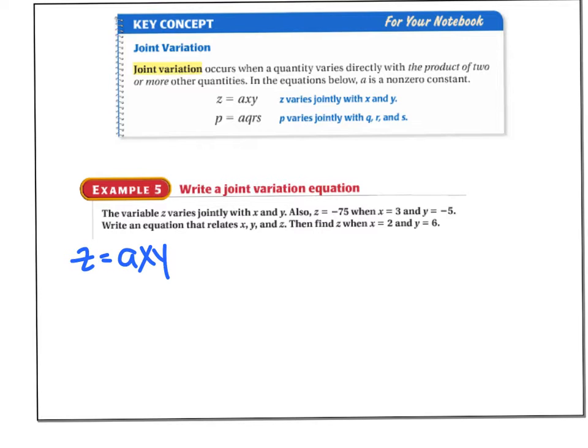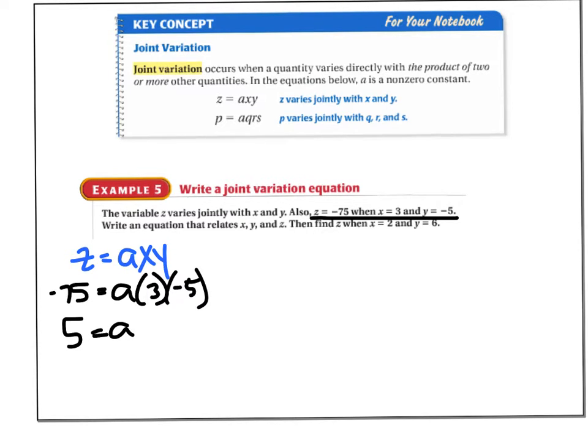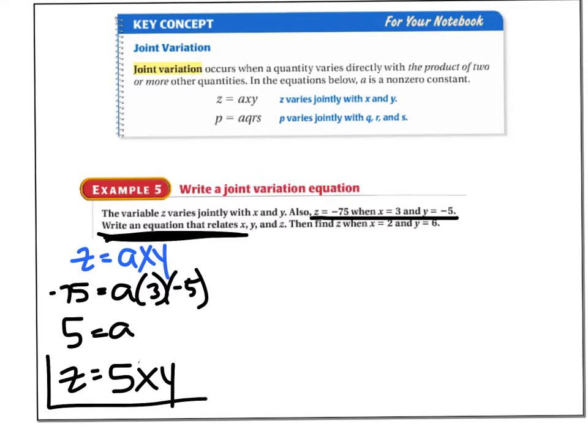We need to find that constant of variation, and they gave us 3 values that occur with each other. So fill in what we know. A negative 75 will equal the constant of variation, and they tell us X is 3 and Y is a negative 5. Well, when you clean that up and end up solving for A, you see that your constant of variation is 5. But that's not writing the equation. And notice they said write the equation. That's always what I'm going to be looking for. Do you go and do this next step? If you don't, it's a problem. So we have Z equals 5, the constant of variation, times XY. So there you've written your equation for your joint variation.